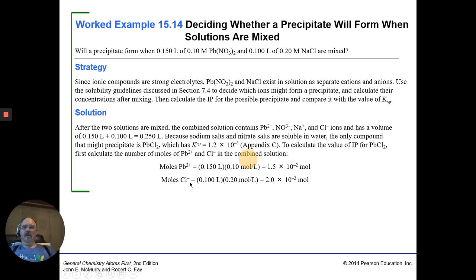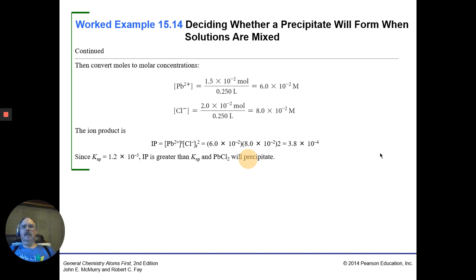Then we have moles of chloride. We calculate that the same way. So PbCl2 is the salt we're looking at. And then we need to calculate concentration. We just calculated the moles, then we need to calculate moles per liter. Since we combined the solutions, it would be the total volume. So this is 6 times 10 to the minus second. Chloride is 8 times 10 to the minus second.